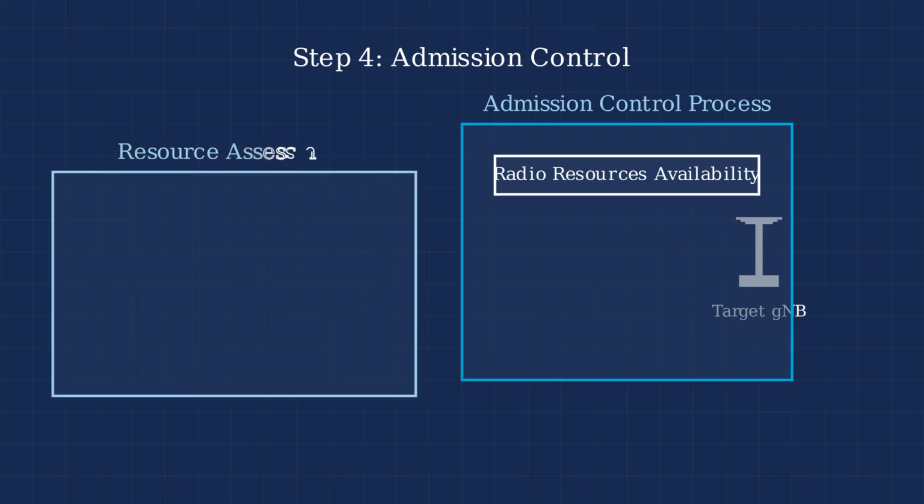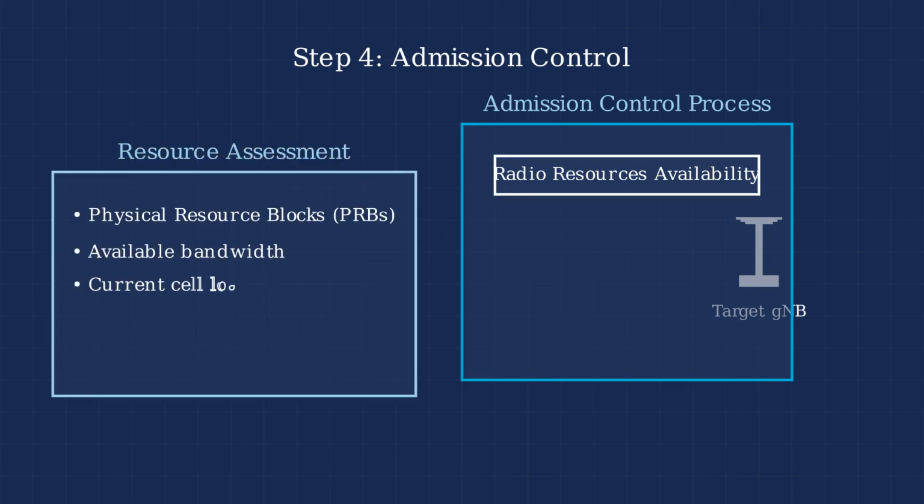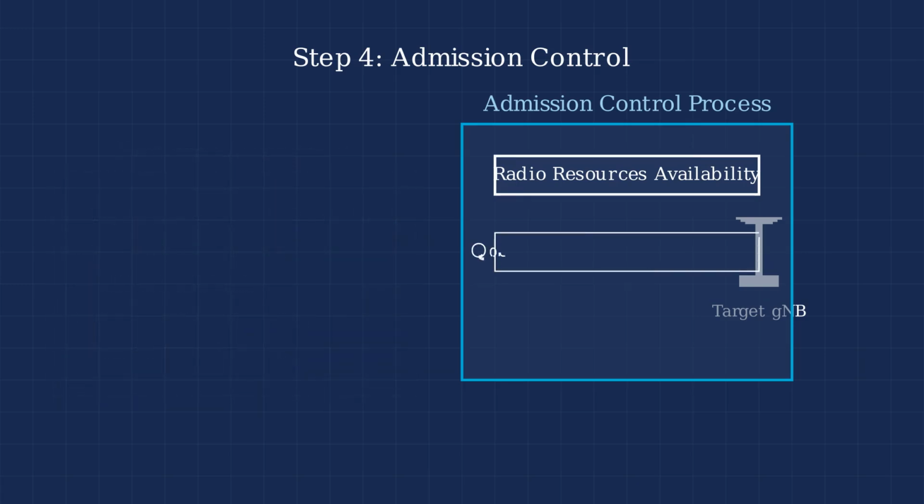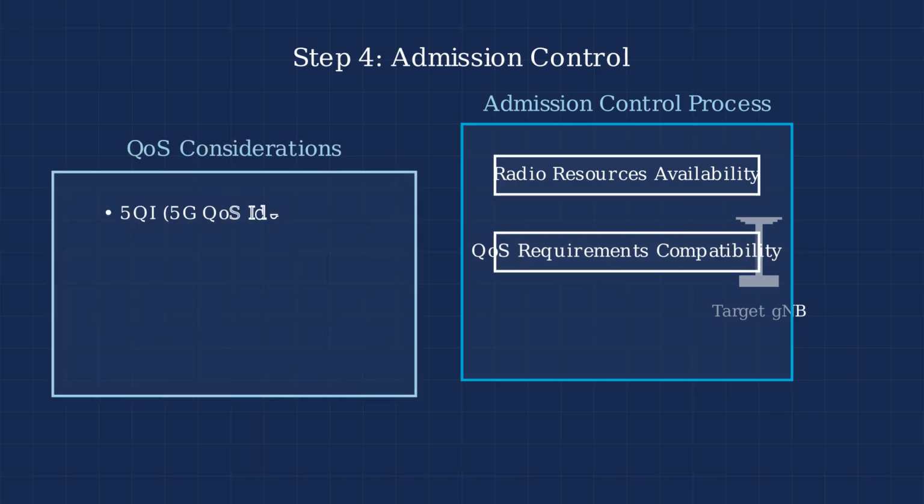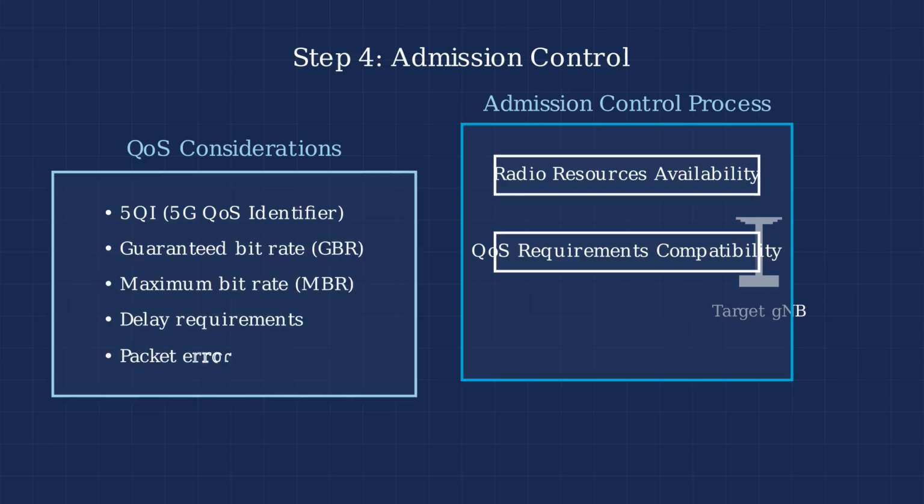First, the target GNB assesses available radio resources. This includes checking physical resource blocks, bandwidth availability, cell load, and interference conditions. Next, the target GNB verifies if it can meet the UE's QoS requirements. This involves analyzing parameters like the 5G QoS identifier, bit rates, delay requirements, and acceptable packet error rates.